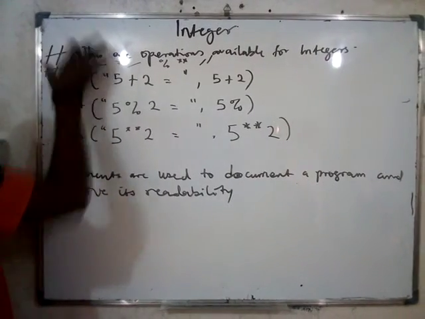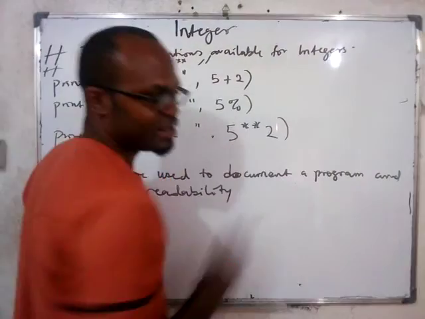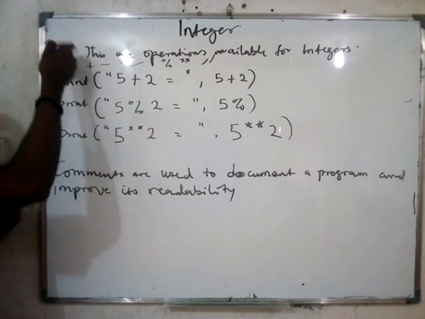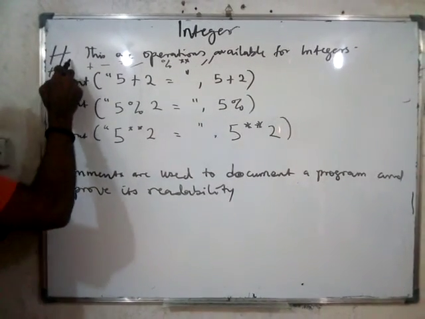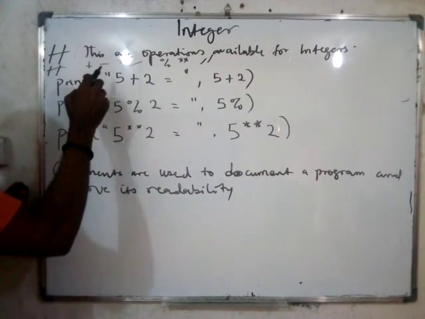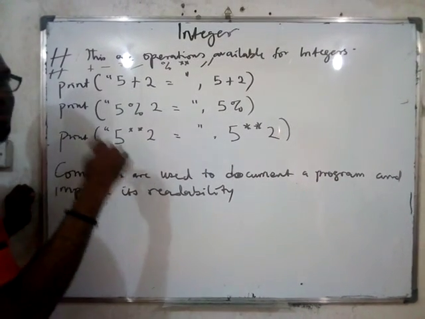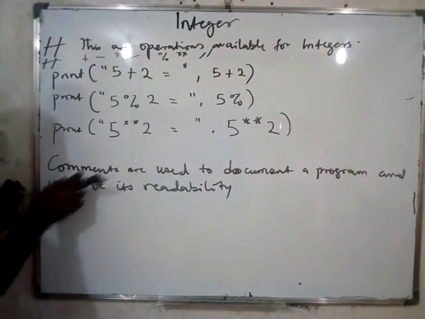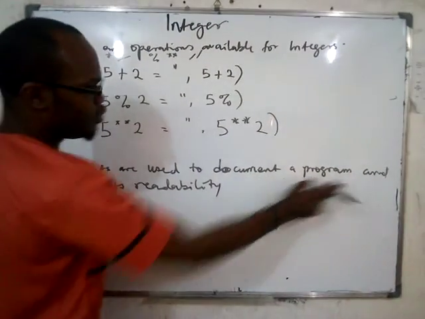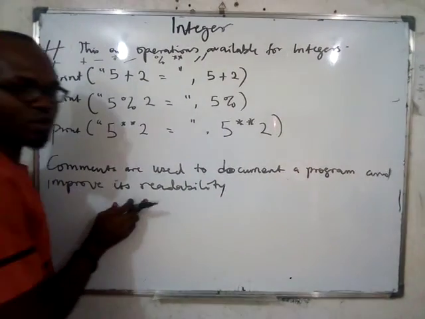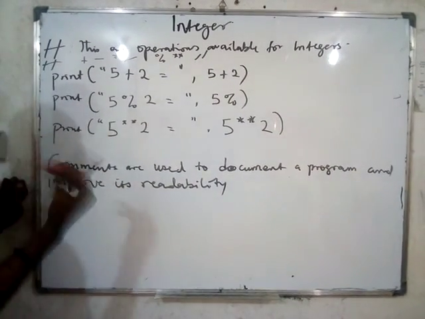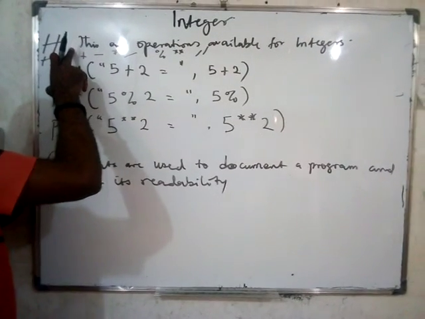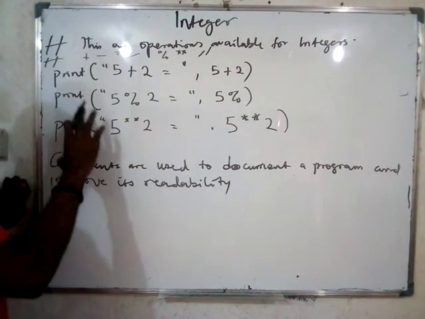Now, you're going to write this code in PyCharm and see what it gives. If you write the code starting with this hash, this is a comment. It's telling PyCharm, or the Python interpreter, that this is actually a comment. And what are comments? Comments are used to document a program and improve its readability. If you want your code to be very readable, you need to be adding comments. So use it to add notes to your main code.